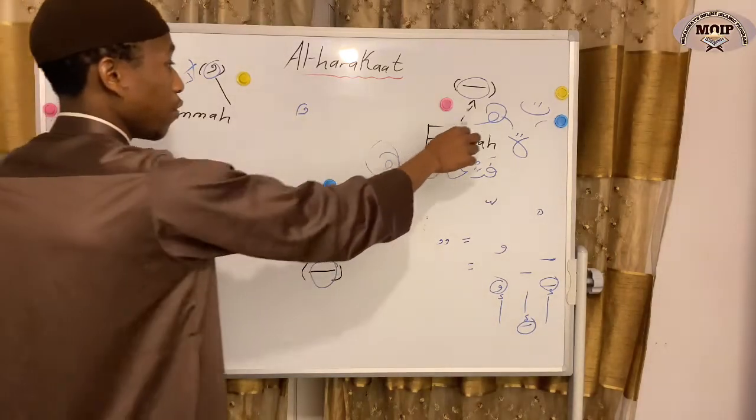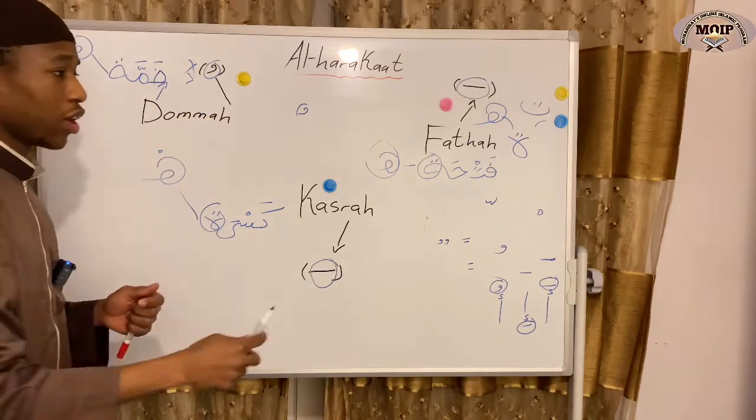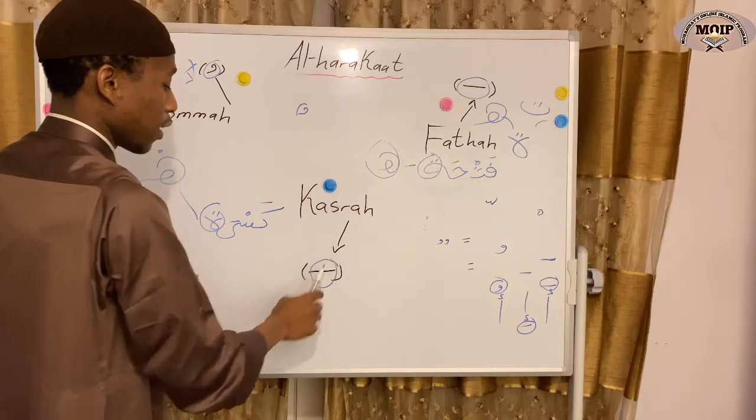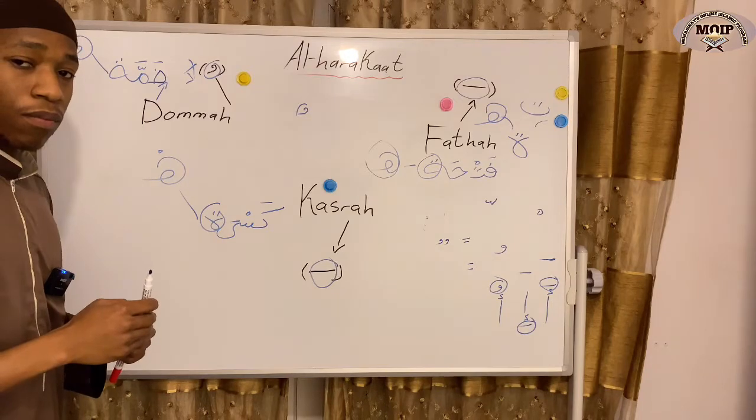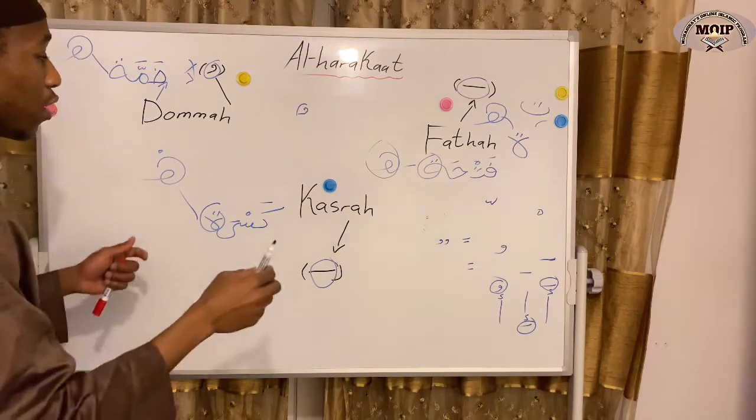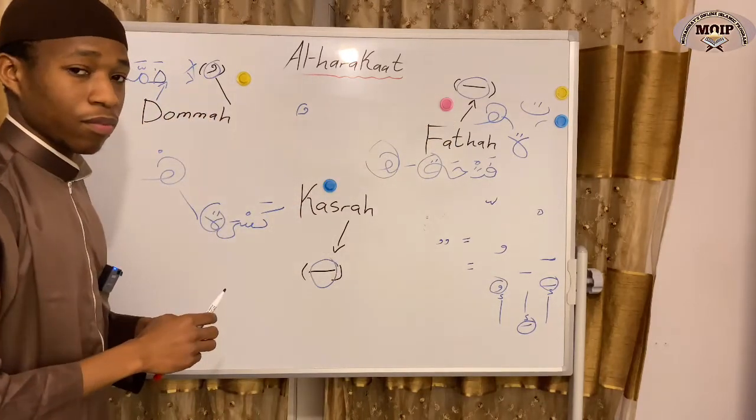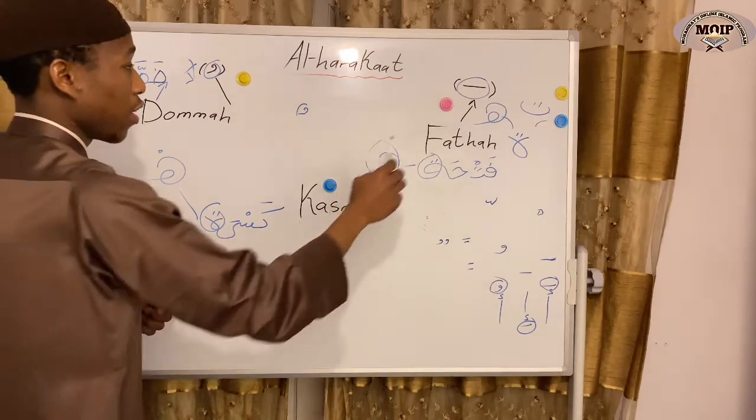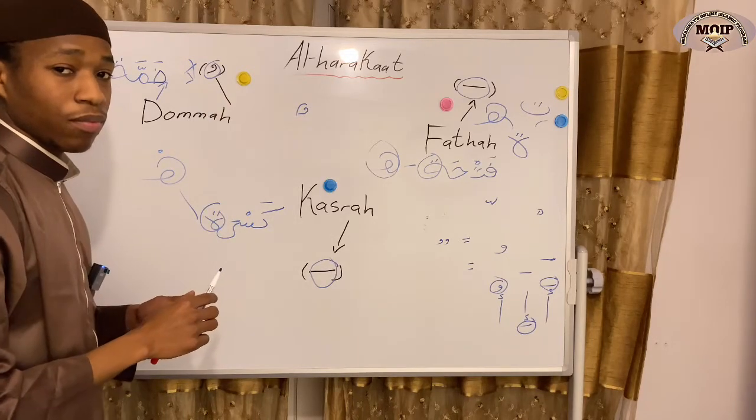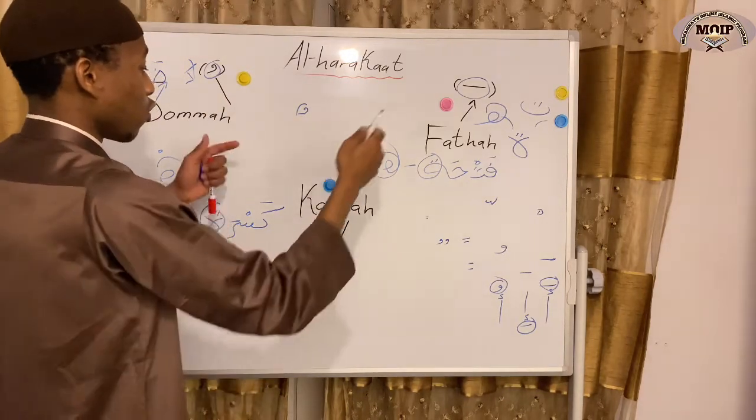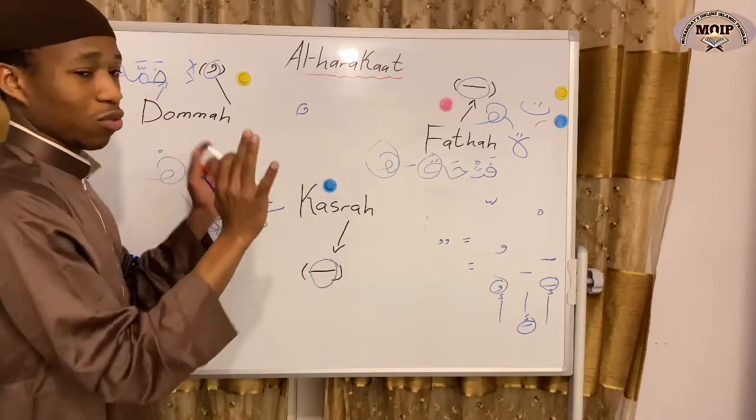MashaAllah. So now we've learned fathah, kasrah, dhamma. Now let's try to join them. Fathah, kasrah, dhamma. Good. Now let's make it quick. Fathah, kasrah, dhamma. Again. Fathah, kasrah, dhamma. MashaAllah. All these three are under a topic called harakats. We call them the harakats.